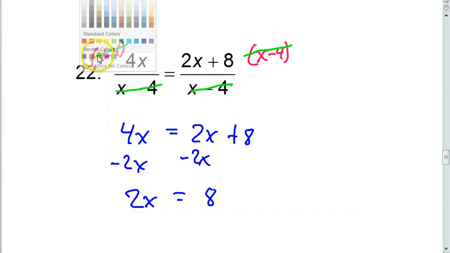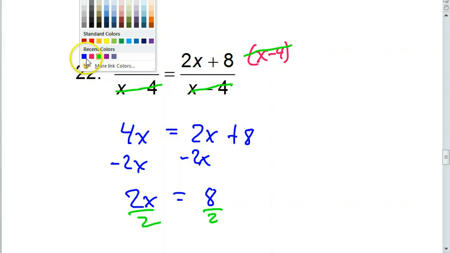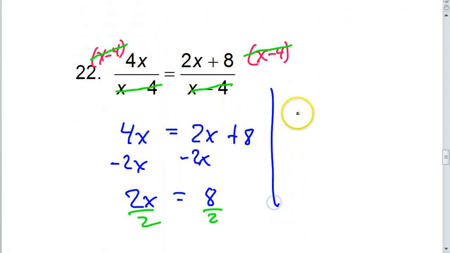Divide by 2. x equals 8 over 2. And then 4 over 1. Wait, no. Yeah, 4 over 1, right? Well, can we just say 4? You know what I mean? 8 divided by 2 is 4. Let's just go with that route.